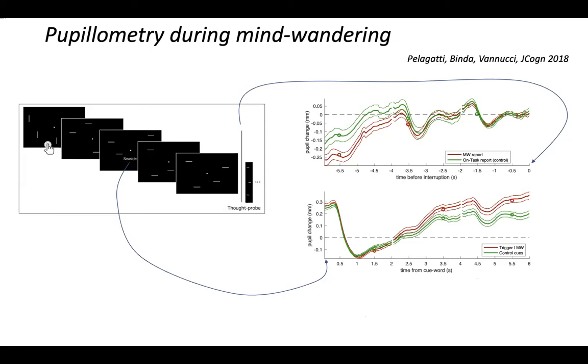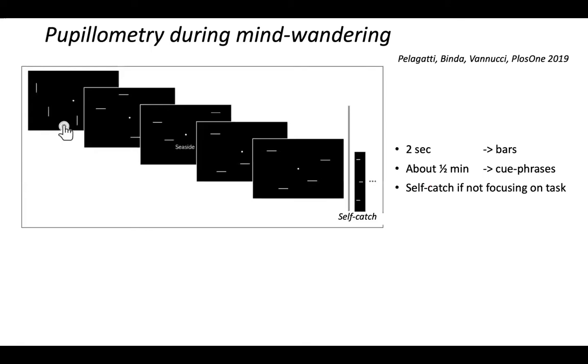This was observed in a set of 50 observers, and we basically replicated these findings in a second experiment, very similar, with some 30 people, which had the same vigilance task structure, the same cue phrases. The only difference is that we did not have any preset interruption, but simply asked participants to monitor themselves and stop the task at any time that they caught themselves not focusing on the task anymore. They caught themselves mind wandering.